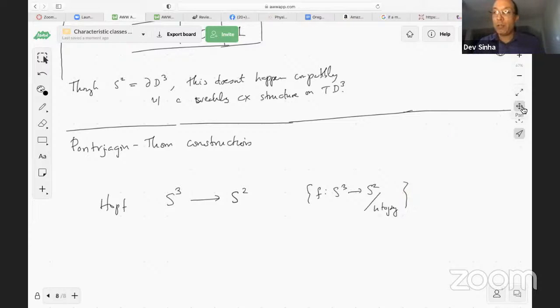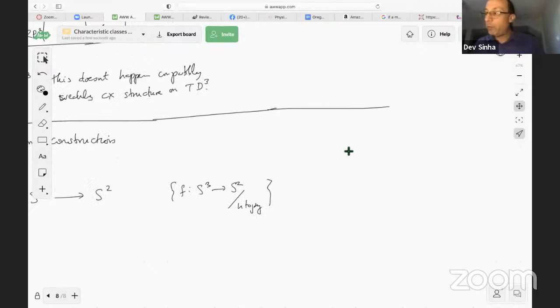are in one-to-one correspondence with framed one manifolds in S3 up to cobordism in S3 cross I.